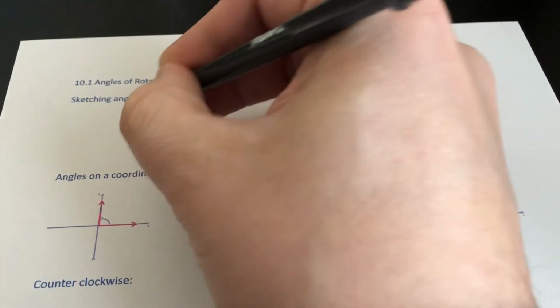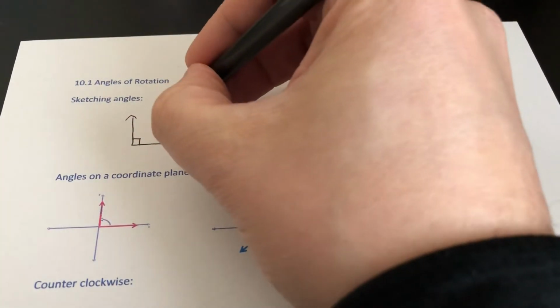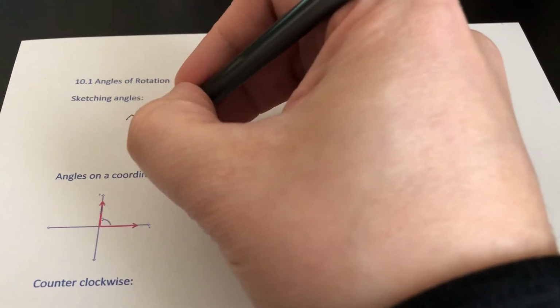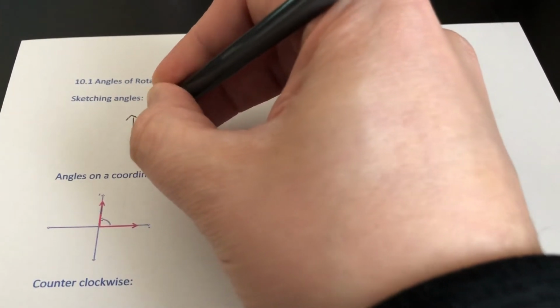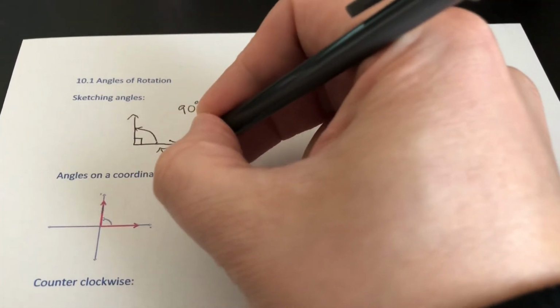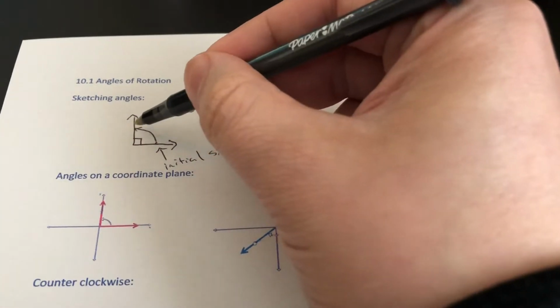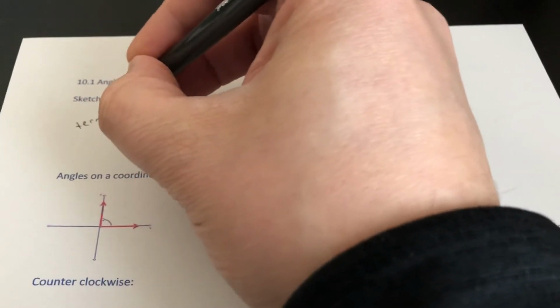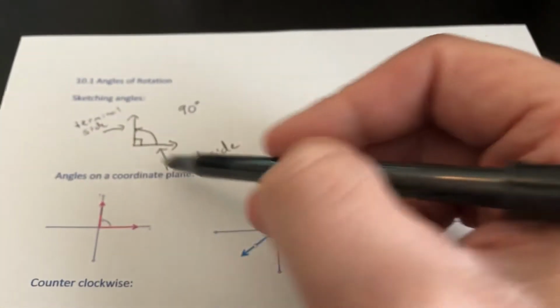Anytime you see this symbol right here, we know that's a right angle, which remember is 90 degrees. Now when we're doing this, we're rotating a certain way. So we're always rotating from this leg to this leg. This one right here is called the initial side, and where the rotation stops, we call that the terminal side. So we have the initial side and the terminal side.